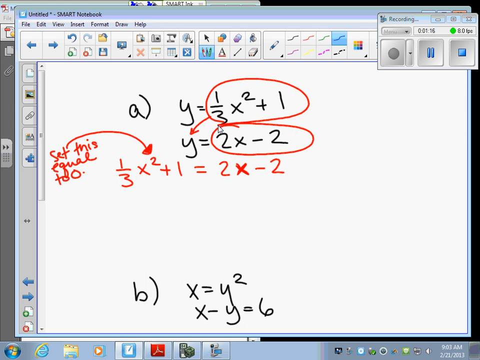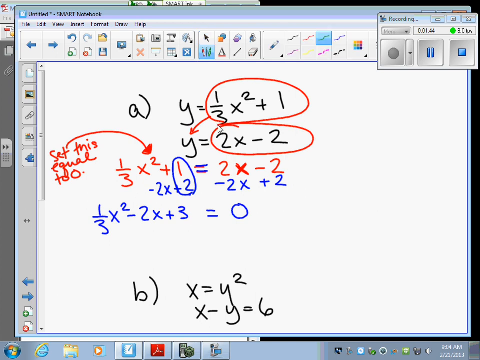So first I'll set it equal to 0 just by subtracting 2x and adding 2 to both sides of the equal sign. So over here I'm going to have 1/3 x squared minus 2x plus 3, because I could combine those like terms, equals, and over here now I just have 0. Now I'm going to multiply through because I want to get rid of that 1/3. I'm not a big fan of having that there. It's not going to be easy to factor with a 1/3 there. So I'll multiply by 3, every single term.